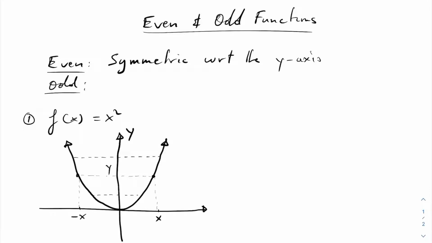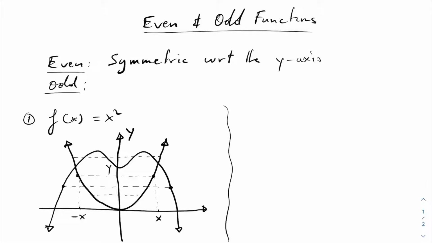Let me give you another graph here so you can see exactly what kind of functions are even. I'm going to have this particular graph going up, and then down. Again, if you look at the y-axis as a mirror, this graph perfectly reflects with respect to the y-axis. So this is the graph of an even function.